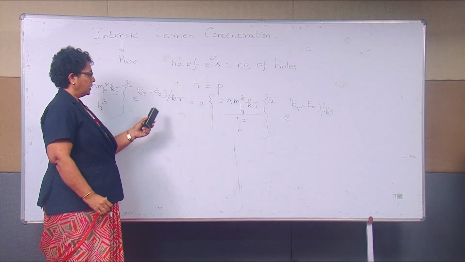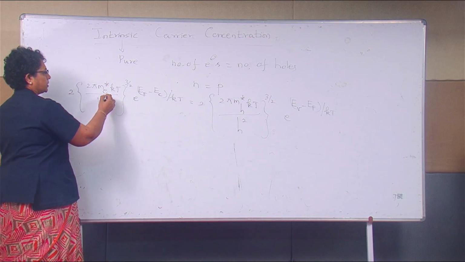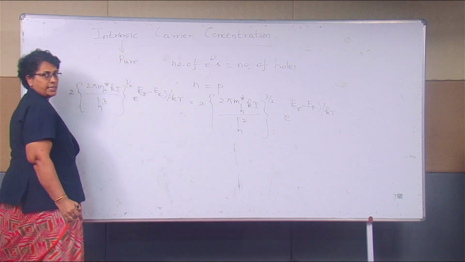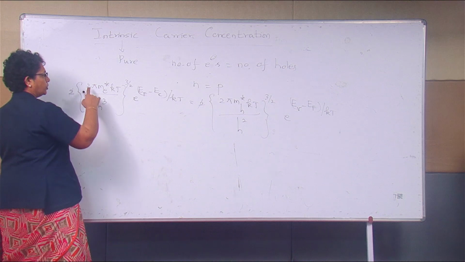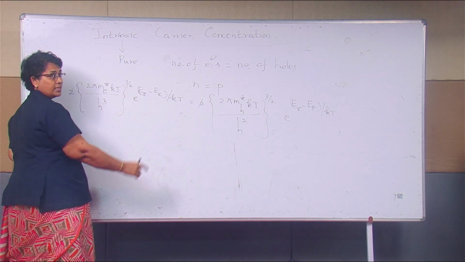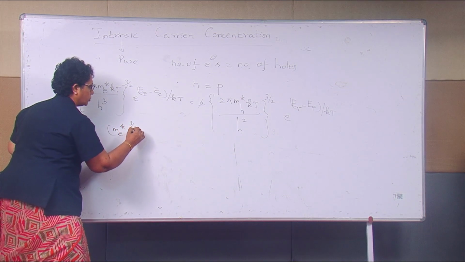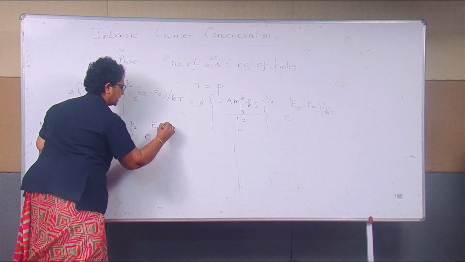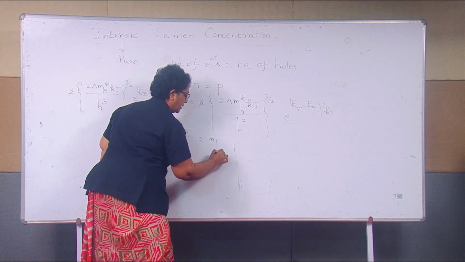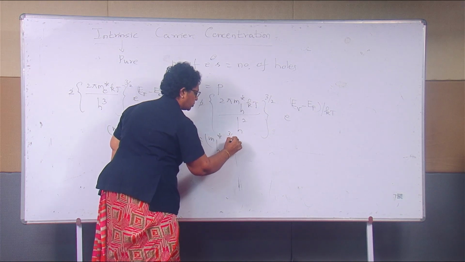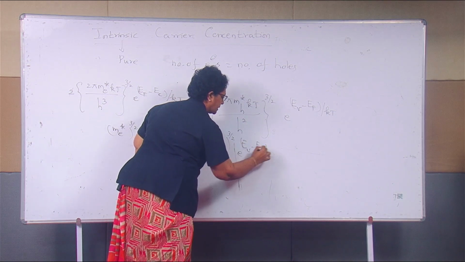So this was an expression found for both, and you can simplify this. Except this one term in both sides, all the other terms can be cancelled. So the 2 gets cancelled, 2 pi KT by h cube, everything gets cancelled instead of this term. Me star to the power 3 by 2 and e to the power of (EF minus EC) by KT is equal to mh star to the power 3 by 2 and e to the power of (EV minus EF) by KT.